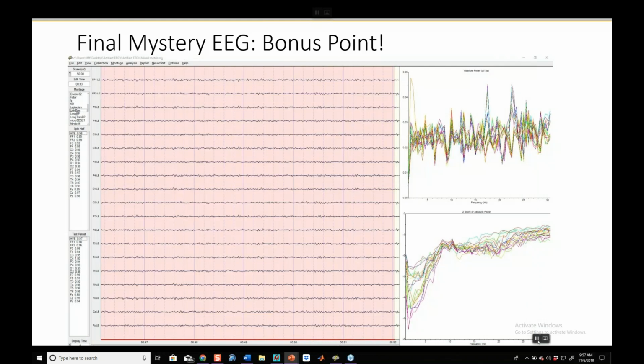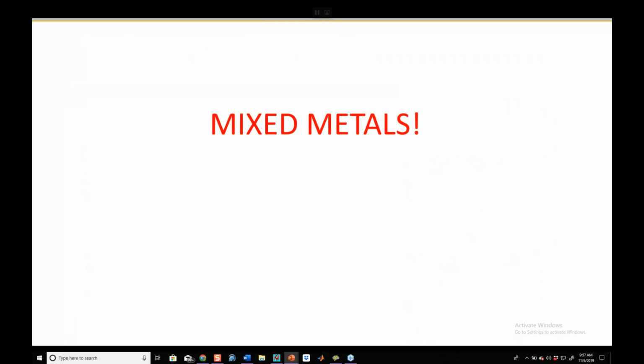And if you guessed mixed metals, you're a winner. Congratulations. So that is actually a silver ear clip, in this case paired with a tin electrode cap. So we've mixed the metals, and what's happened is it's cranked out an ugly EEG that isn't worth anything.